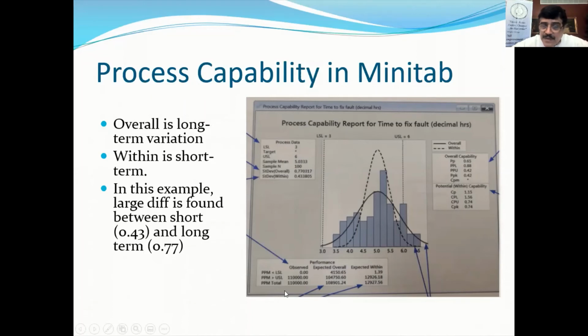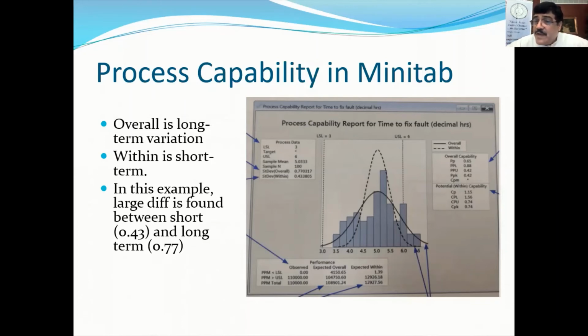And this is your performance here. So the parts per million that are less than the lower specification limit, you don't want to be lower than your lower specification limit. Basically, the observed, you have nothing. None of them actually went below your lower specification limit. But let me ask you this question. Let's say you took 100 data points and you found that they're all above your lower specification limit. That means satisfactory, basically.